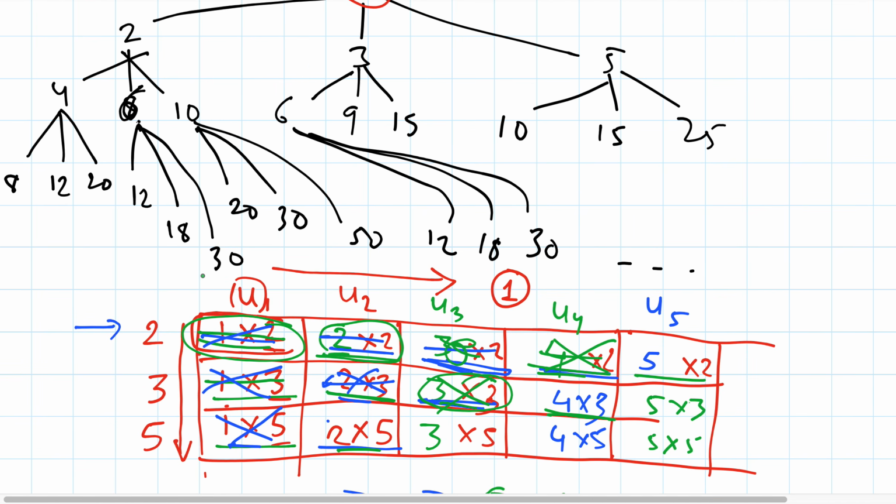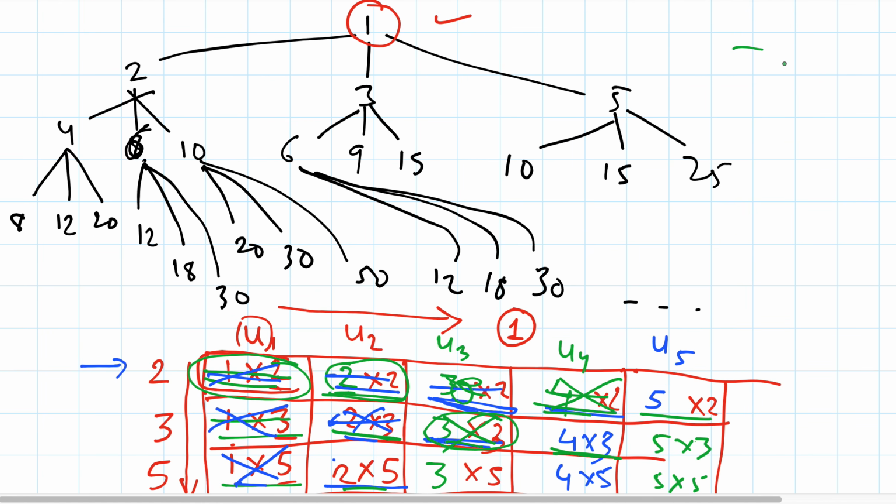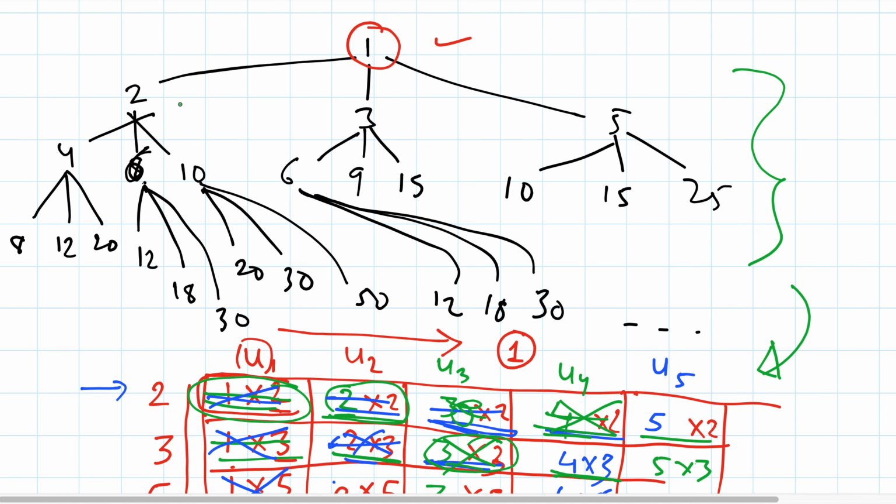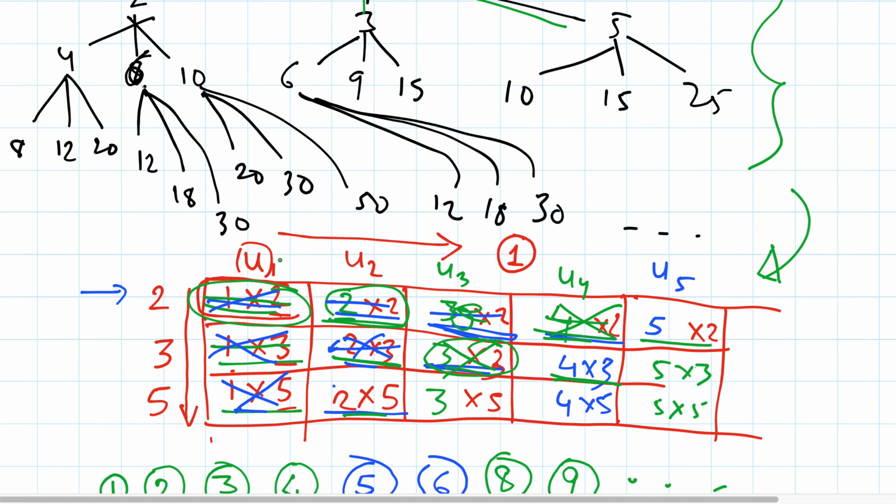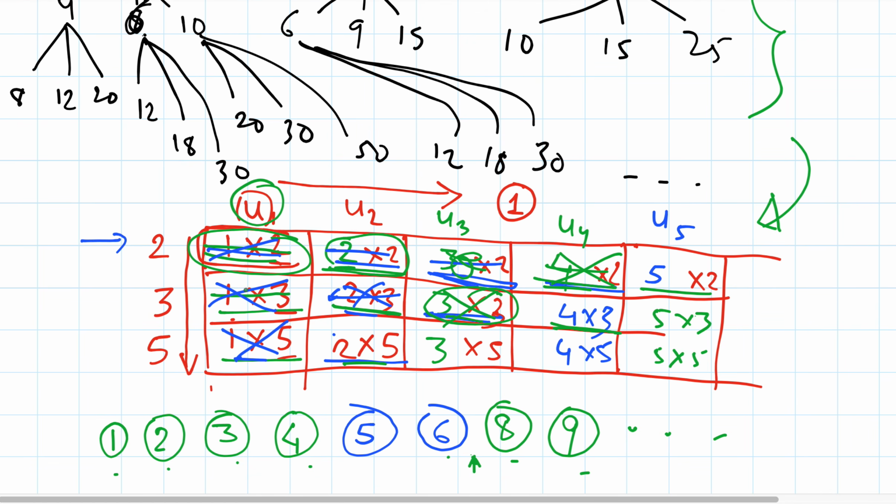I am just redrawing this tree. So whatever is this tree, I am drawing it as a table. Because in this table, we pick any first ugly number, then multiply it by all the three possibilities. So that is what we are doing here. We picked u1 and multiplied it with 2, 3 and 5. That is the only three possibilities. Then from these we find the minimum.